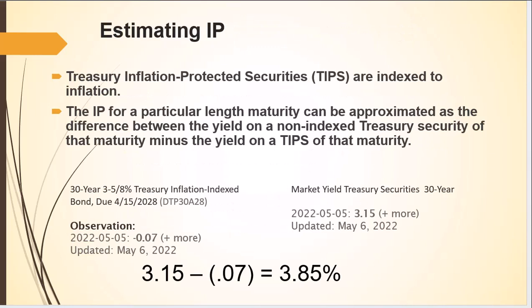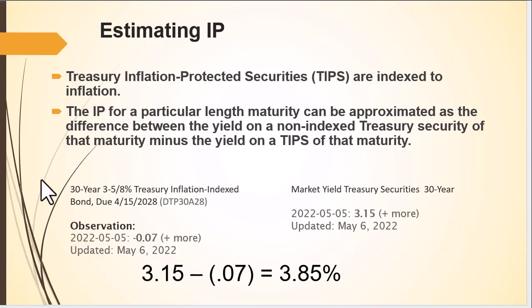So how can we estimate the inflation premium? Well, Treasury inflation protected securities, TIPS, are indexed to inflation. As inflation changes, the par value of these TIPS changes. The coupon is a percentage of the par value, so as inflation changes, the coupon changes. The coupon payment itself changes, but the percentage is still fixed. So what we can do is look at the relationship between regular Treasury securities and TIPS.